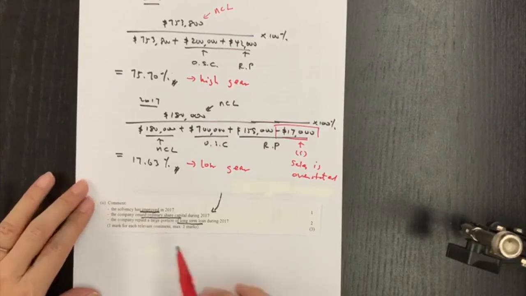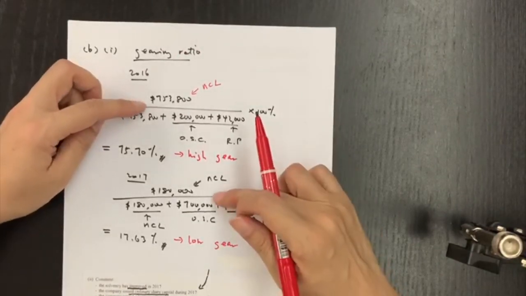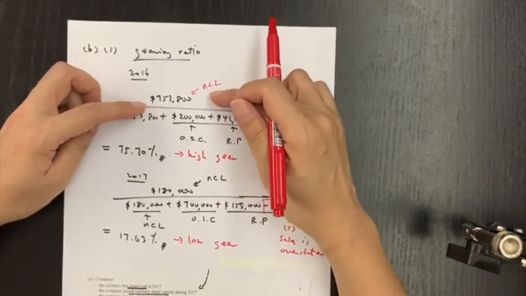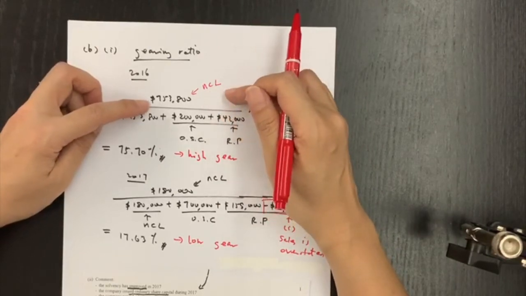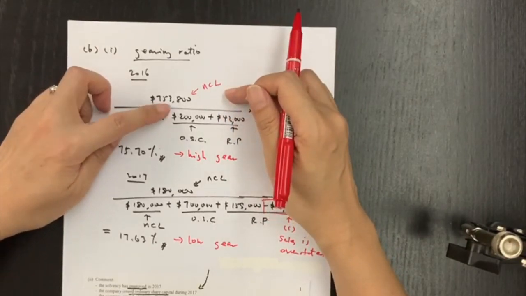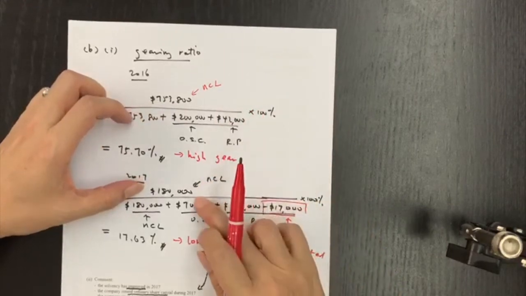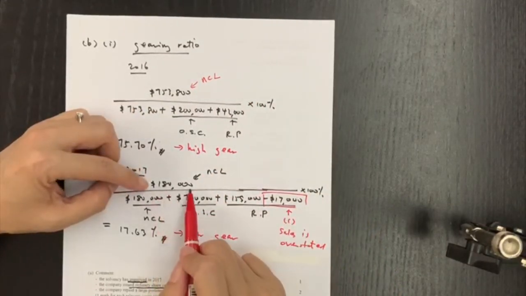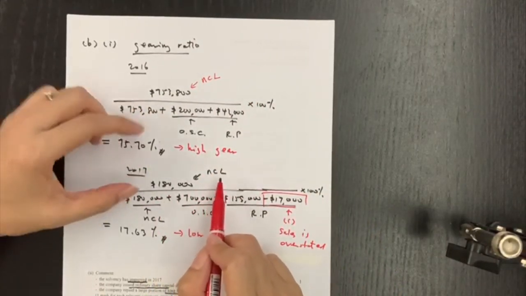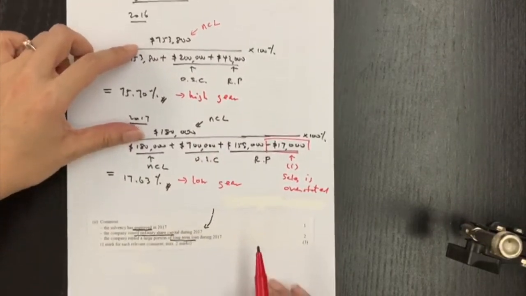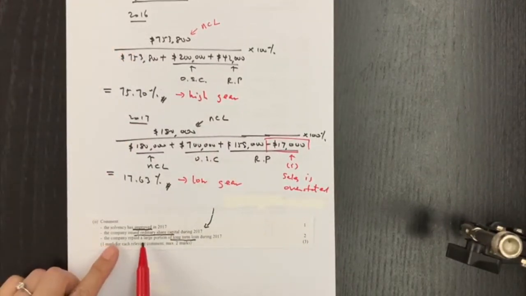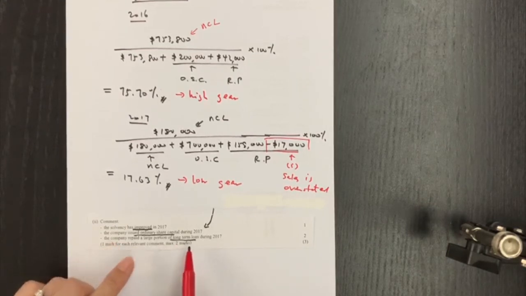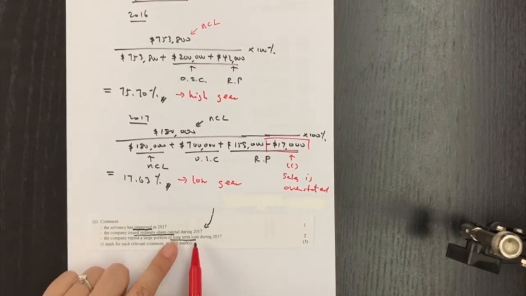So why has it improved? Let's look at the analysis here. On top, last year, we have non-current liability of 753,000 something, going down to 180,000 as the non-current liability. That means the company repaid a large portion of its long-term loan. This is good because if you have less long-term loan, you pay less interest. You have less financial burden.